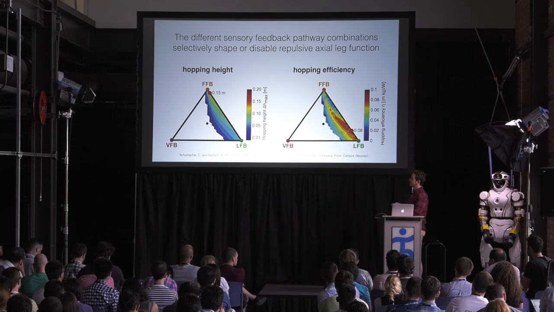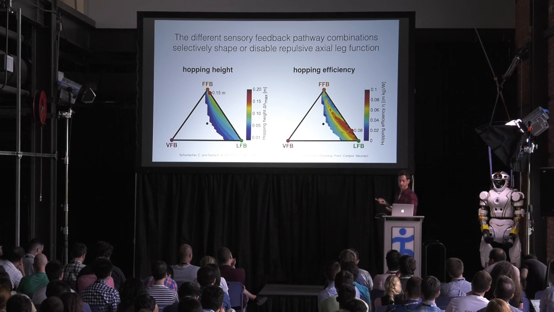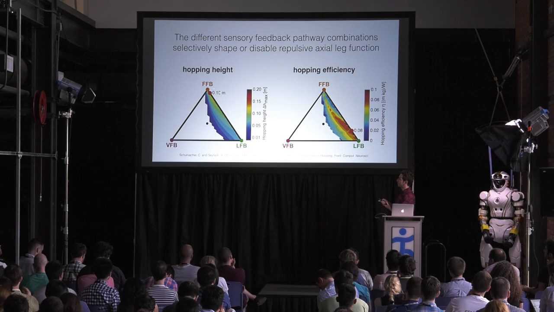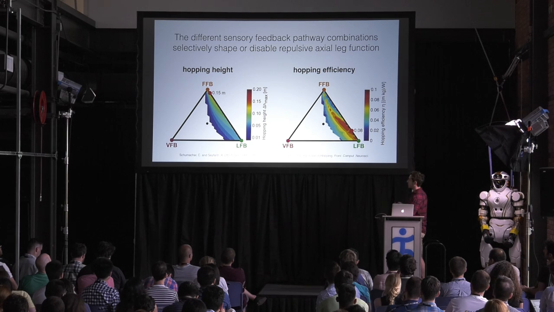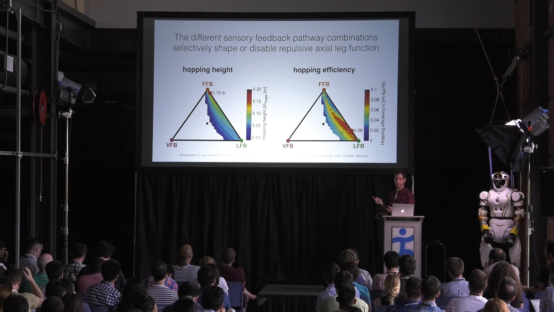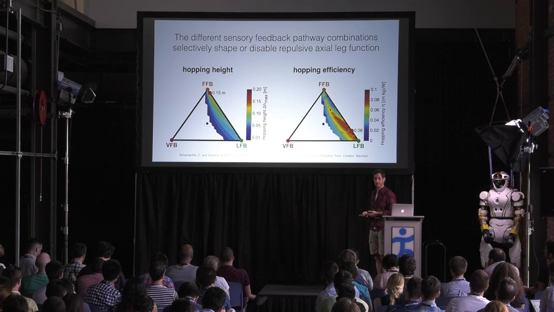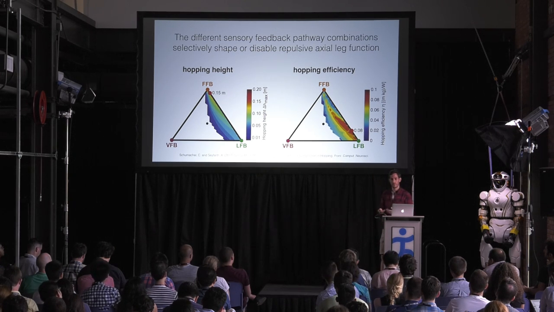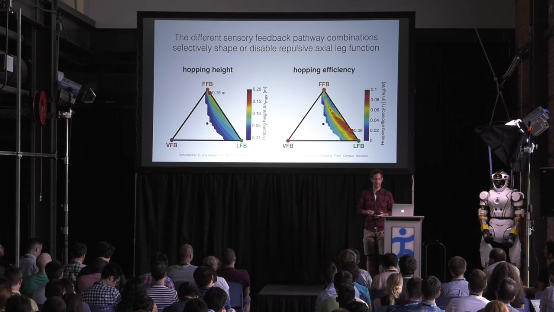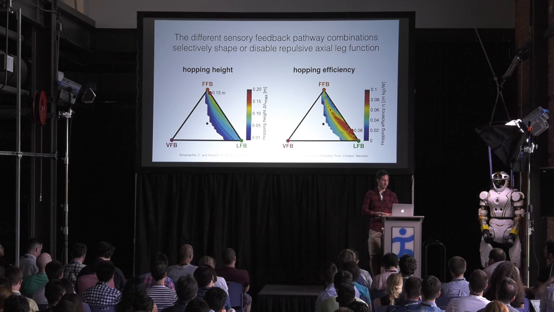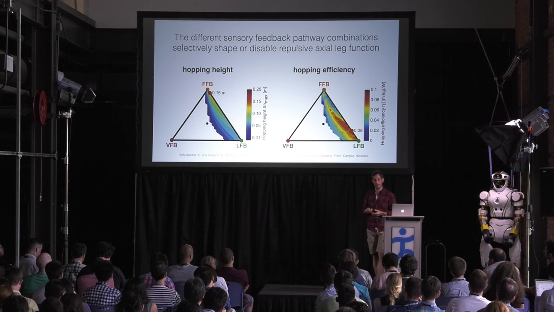Good. Secondly, if we look at the optima of the two maps, we can see that most performant hopping, this red dot, is very close to force feedback. On the other hand, highly efficient hopping, which would be that red dot here, is very close to the length feedback. And in addition to that, we see that velocity feedback did not generate stable hopping solutions. So the fact that velocity feedback did not result in steady state hopping was something that was a little bit surprising for us. Finally, we think of it kind of like a security mechanism.